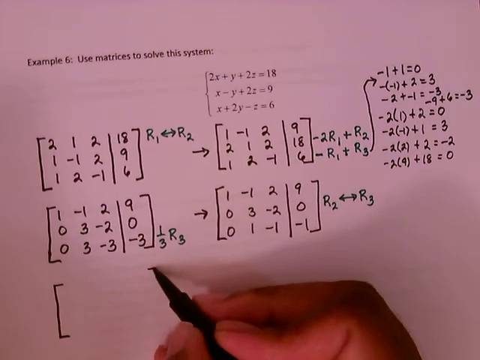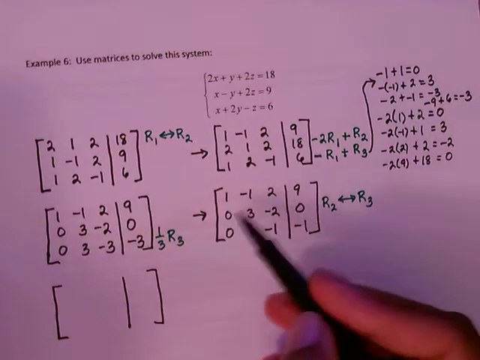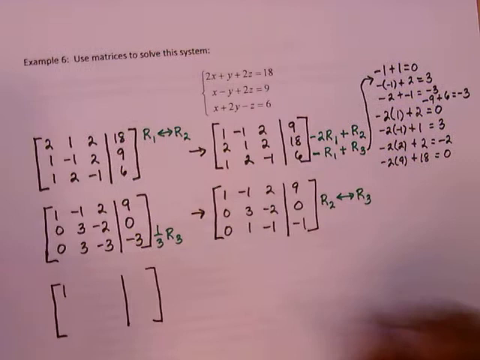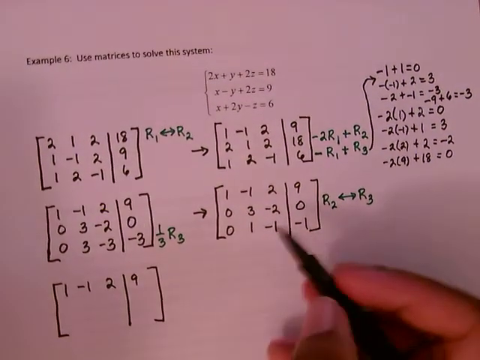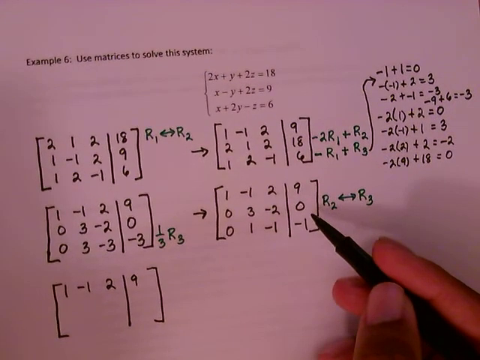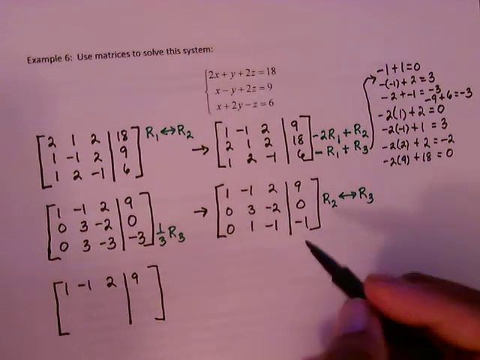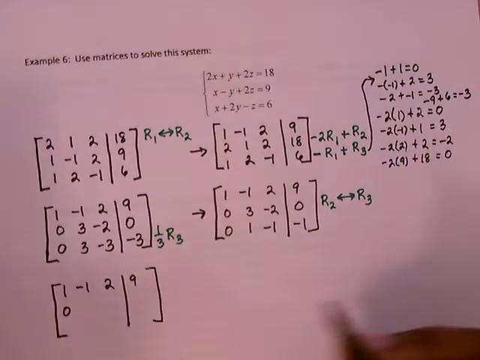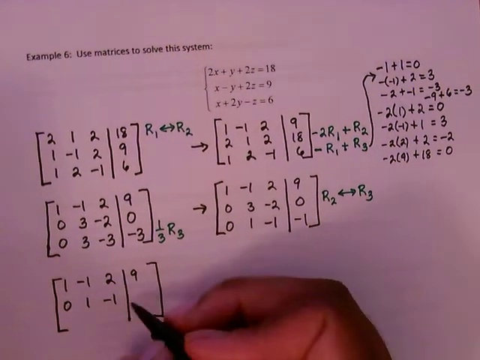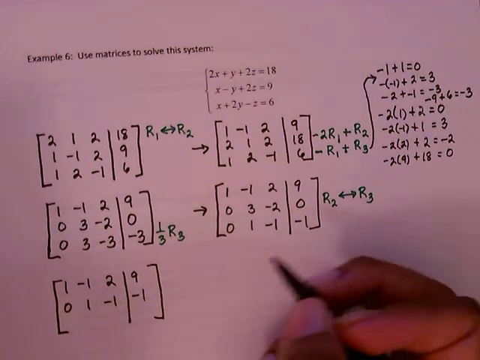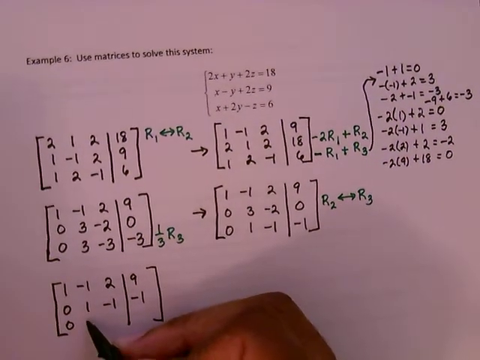So here, the first row remains the same. 1, negative 1, 2, and 9. But the second row will be replaced with what's in the third row. So this third row will become row 2. So put the 0, 1, negative 1, and negative 1 there. The 0, 3, negative 2, 0 will become row 3.